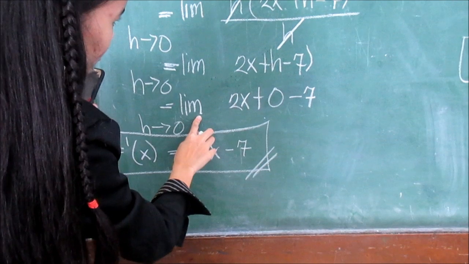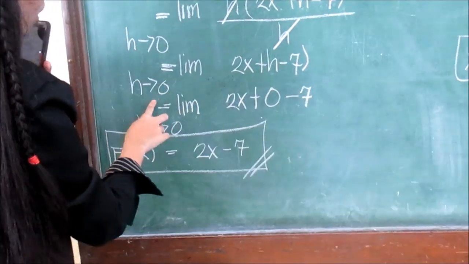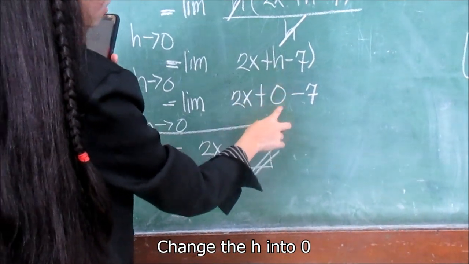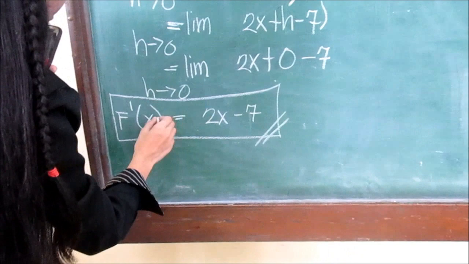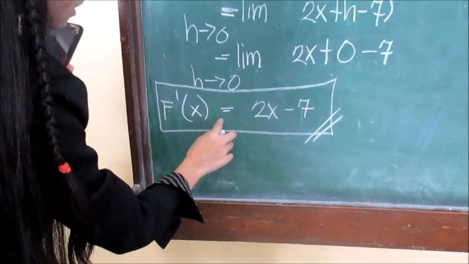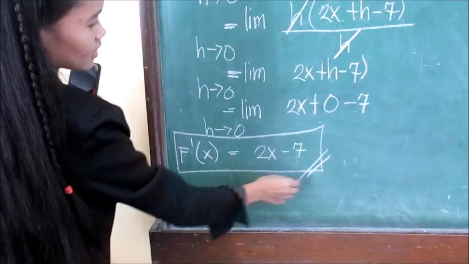Next step is limit. Since there is an h here and h approaches 0, we need to change the h here into 0. So 2x plus 0 minus 7 is equal to f prime of x equals 2x minus 7. So this is our final answer.